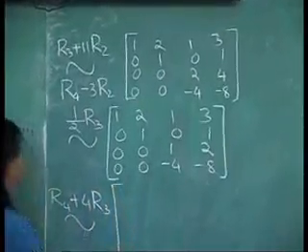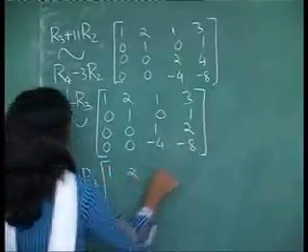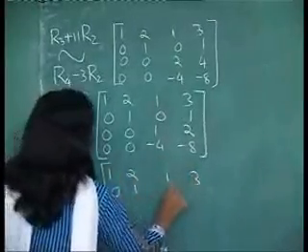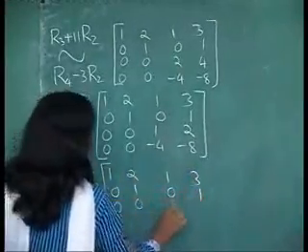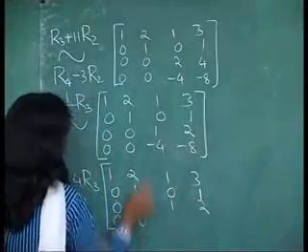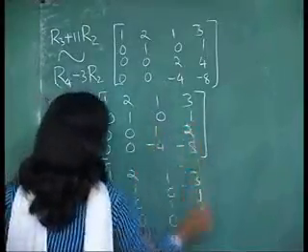Make use of the third row at this stage. So 1, 2, 1, 3, 0, 1, 0, 1, 0, 0, 1, 2. And this is going to be 0, 0, 0.